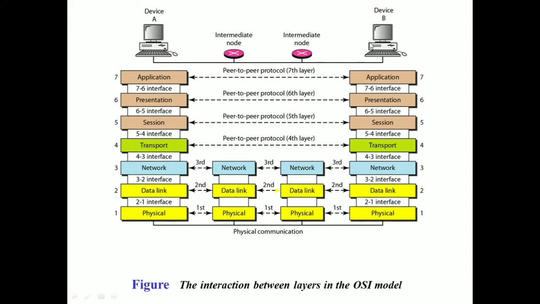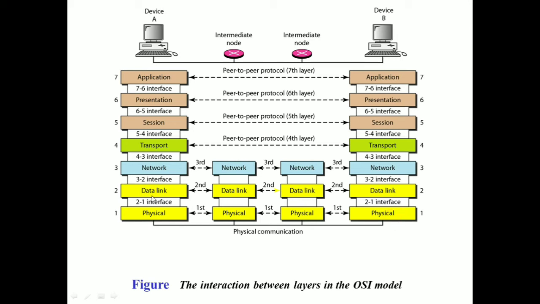Here we will see the interaction between the layers in the OSI model. This is device A and this is device B, and they are communicating through the physical link. What actually happens is that all the communication between the peer layers in device A's OSI layers and device B's OSI layers is as follows. This is the physical layer, and this is the physical communication. This is the physical layer in device A and this is the physical layer in device B.